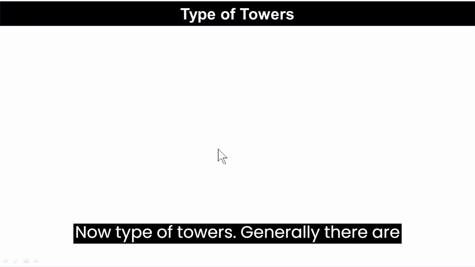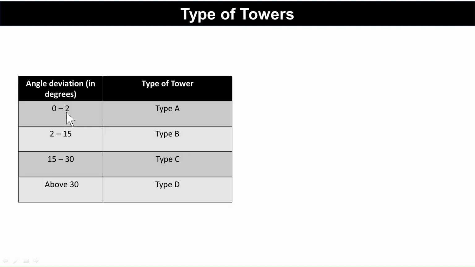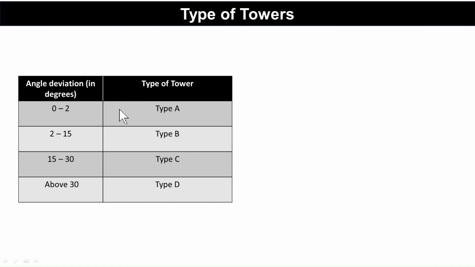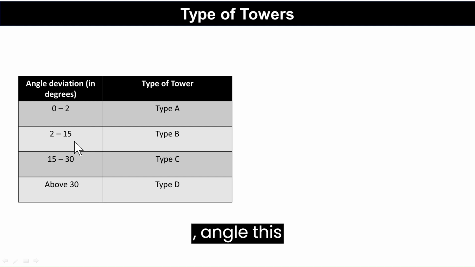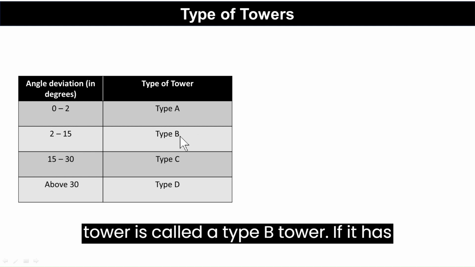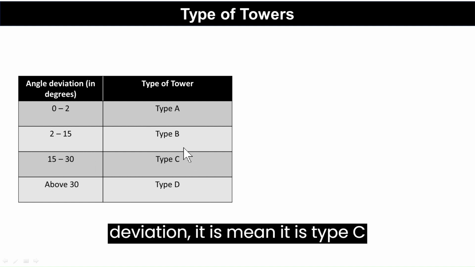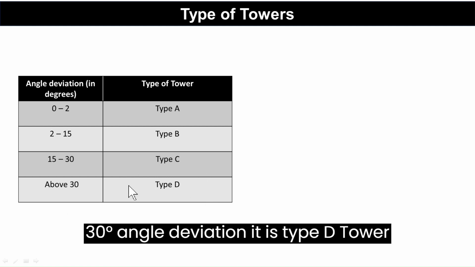Now, types of towers. Generally, there are 4 types of towers depending upon the angle of deviation. Type A tower has an angle of deviation of 0 to 2 degrees. If the tower has a 2 to 15 degree angle of deviation, it is called a type B tower. If it has a 15 to 30 degree angle of deviation, it is a type C tower. And above 30 degrees, it is a type D tower.